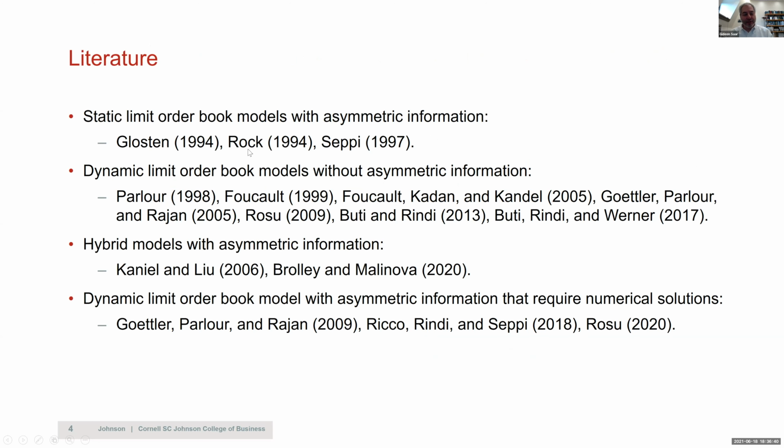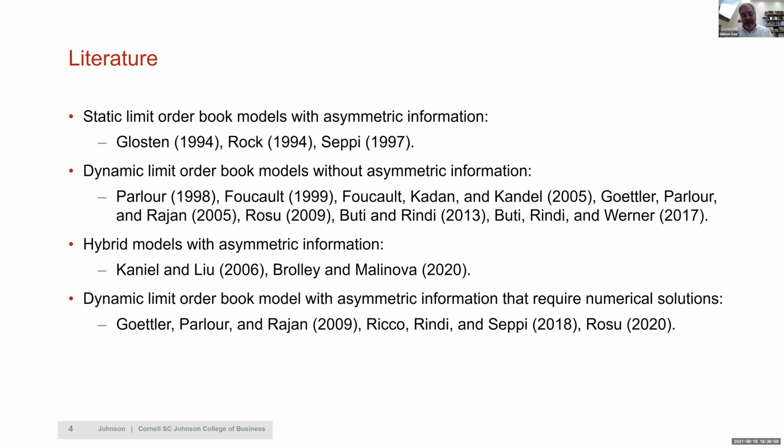In terms of literature, we started having in the 90s those static limit order models under asymmetric information, right? Larry Glosten is a pioneer here. His title was "Is the limit order book inevitable?" Right? And he was of course right.